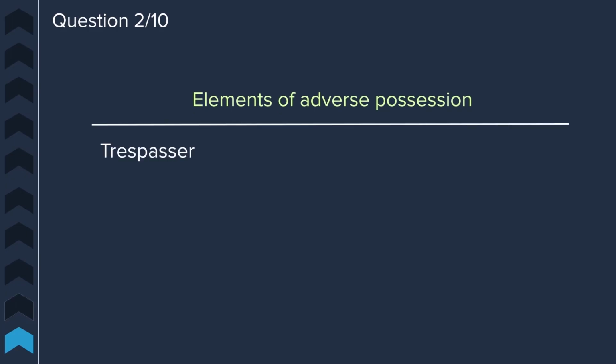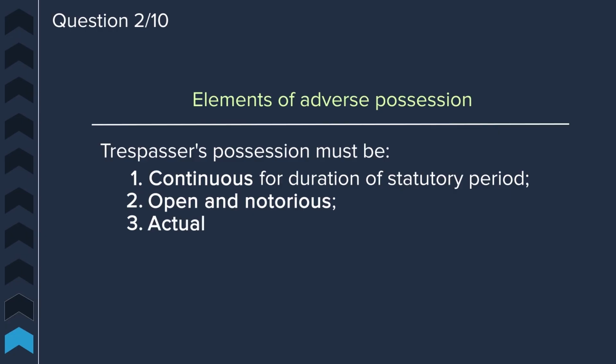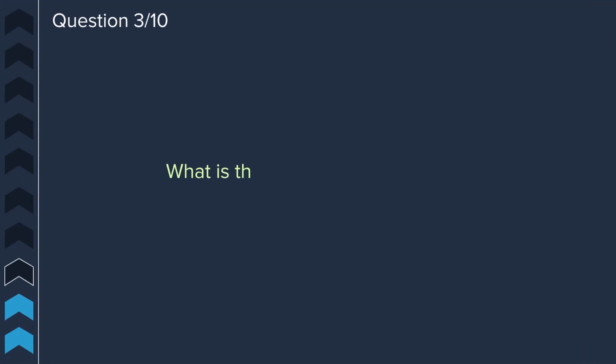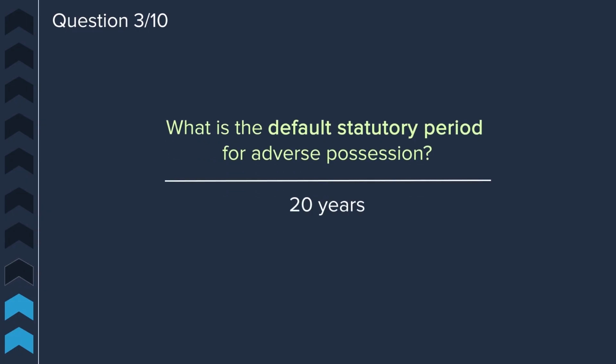Question 2. What are the elements of adverse possession? There are 5. The trespasser's possession must be 1. Continuous, for the duration of the statutory period. 2. Open and notorious. 3. Actual. 4. Hostile. And 5. Exclusive. Question 3. What is the default statutory period for adverse possession? 20 years.